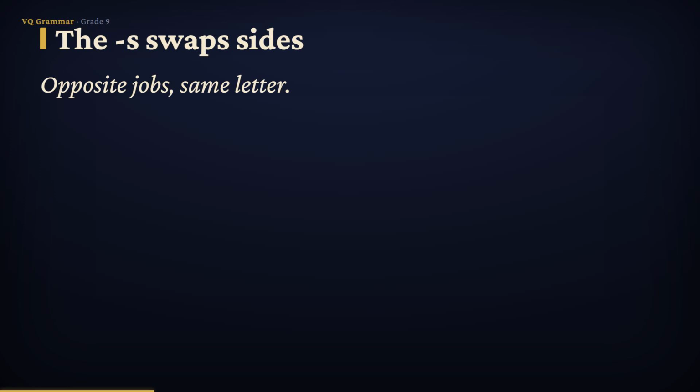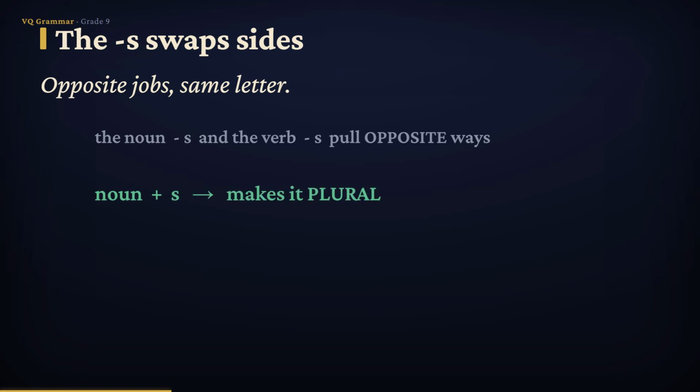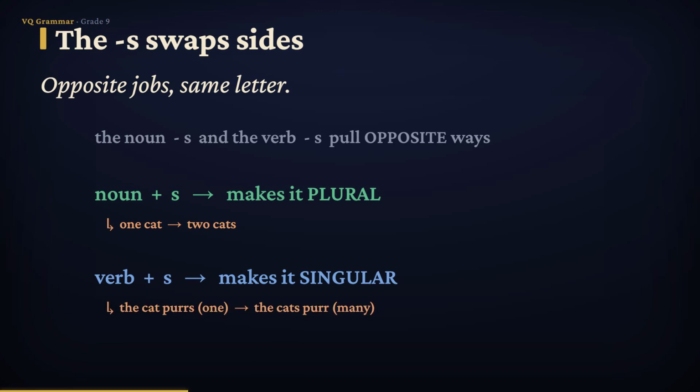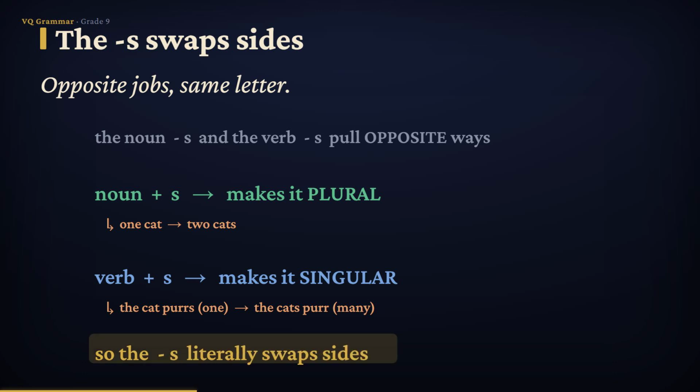Now, here's a twist worth pausing on. The S at the end of a noun and the S at the end of a verb pull in opposite directions. Add S to a noun and you make it plural. One cat becomes two cats. But add S to a present tense verb and you make it singular. The cat purrs is one cat, while the cat's purr is many. So the S literally swaps sides. On a noun, it means more, and on a verb, it means one. Keep that image in your head, and half the mistakes disappear.